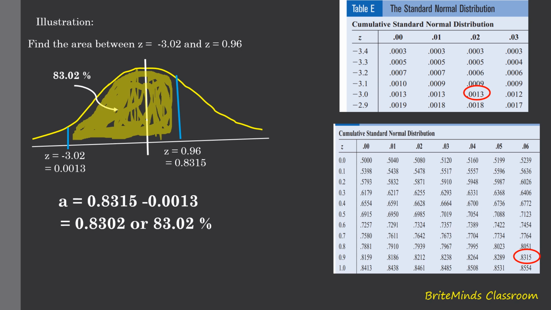So the shaded region is 83.02% under the curve. Thank you for watching our tutorial video on finding the areas under the standard normal distribution curve.